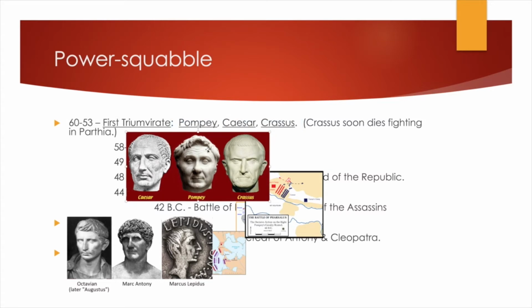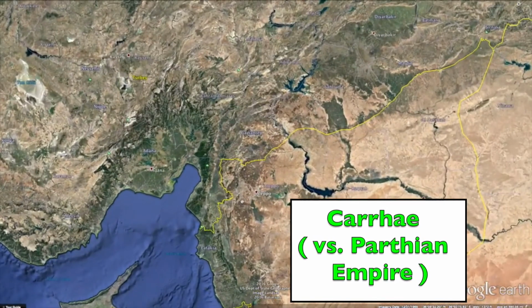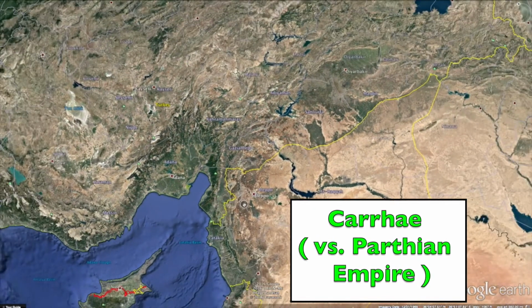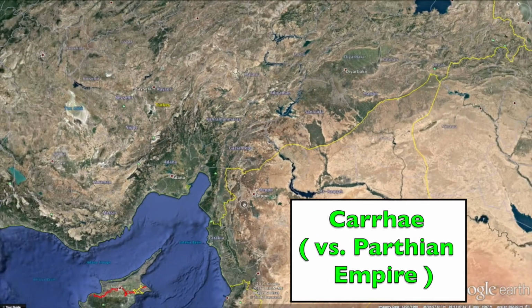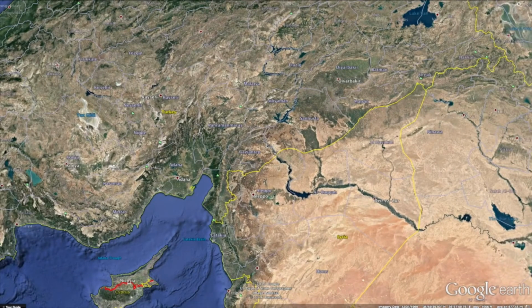Crassus, on the right here, would soon die at the Battle of Carrhae, fighting the Parthians far away and off on the borders of Persia in the desert, where the Roman army was basically shot to death by horse archers, the forerunners of the Arabian Islamic conquest, but not for another 700 years.